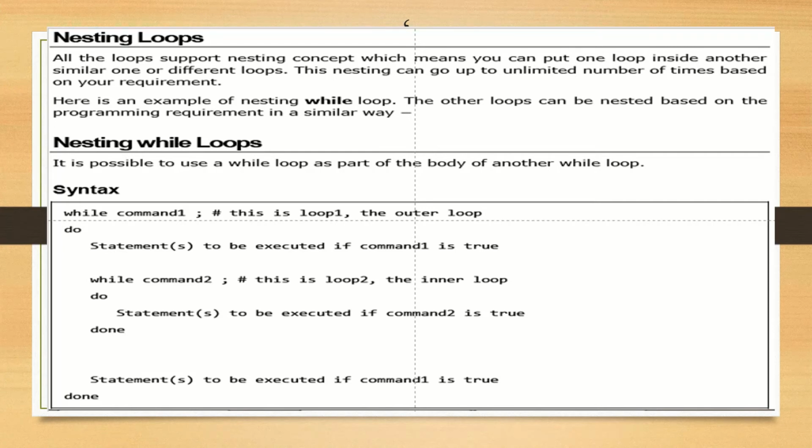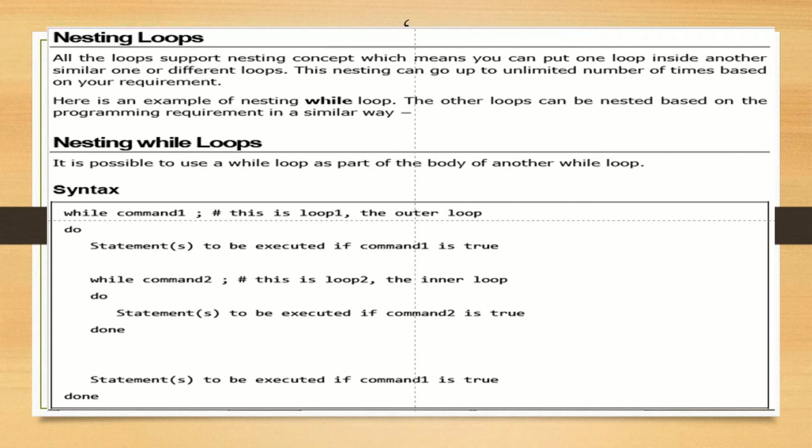Nesting loops: it is possible to use a while loop as a part of the body of another while loop. Here the syntax is while command 1. This is loop 1, the outer loop. The inner loop is always executed first, then it comes out to the outer loop. The outer loop increments by 1, then the inner loop executes repeatedly through the whole set of values. That is called a loop within another loop.